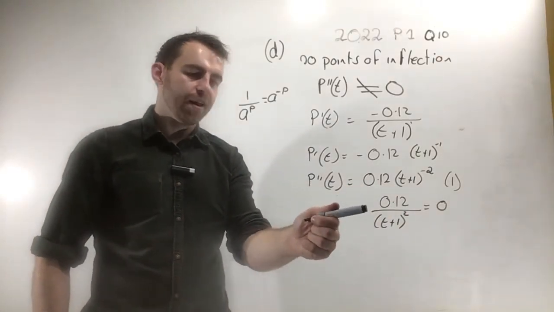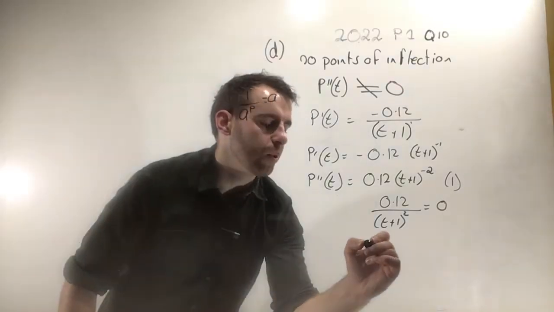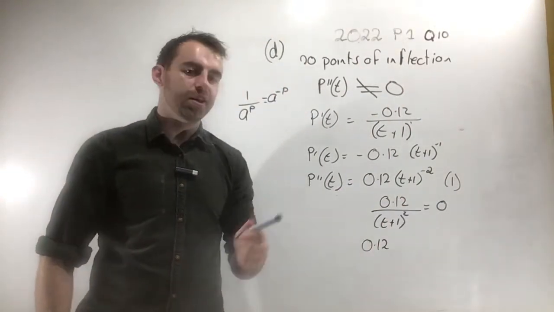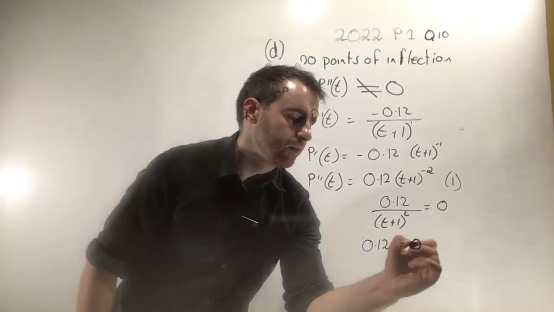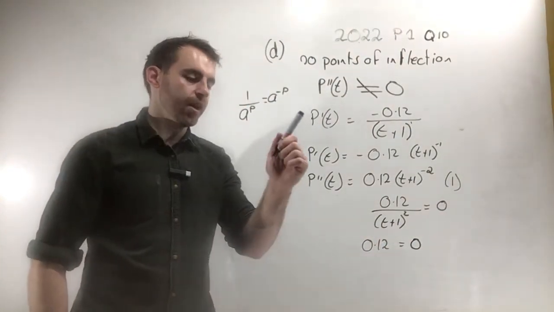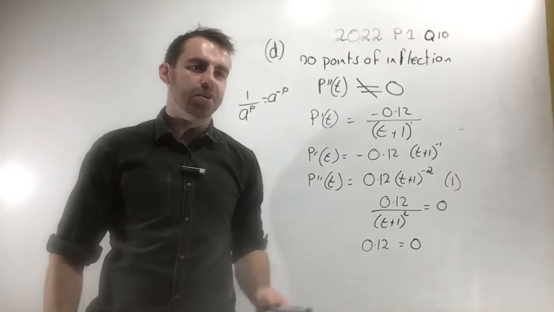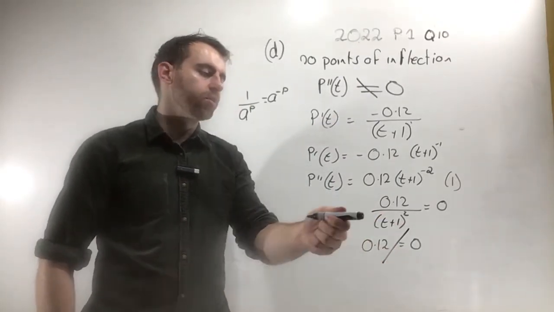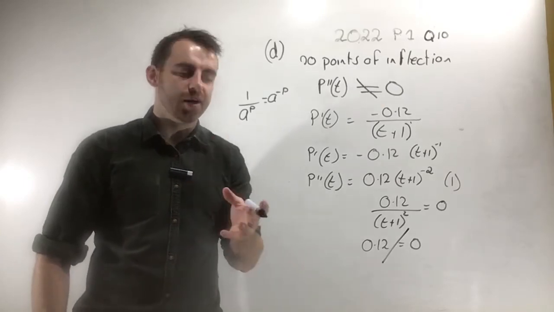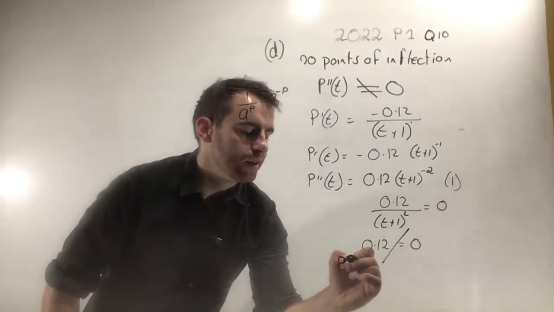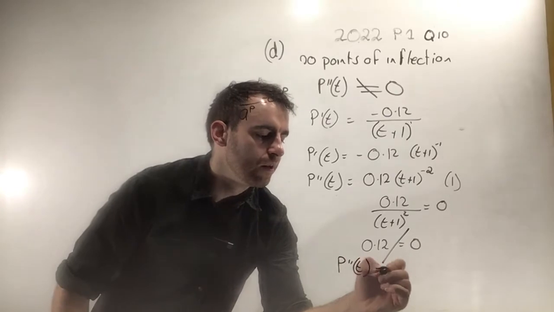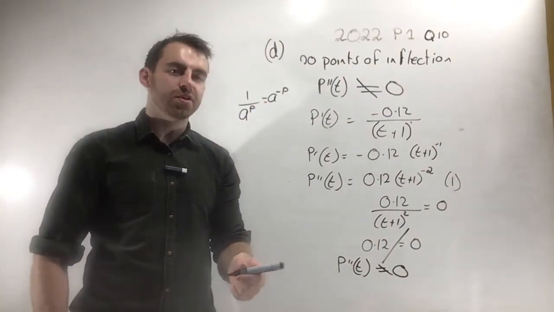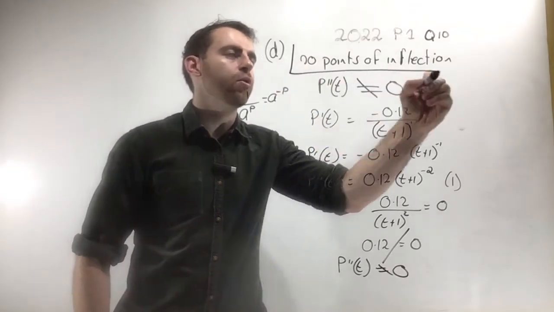If you multiply the left-hand side by t plus 1 squared, you get 0.12. If you multiply 0 by t plus 1 squared, you get 0. So if I do that, I end up with 0.12 equals 0. That doesn't make sense. Obviously 0.12 is not equal to 0, so the thing I did on the previous line is impossible. In other words, it's impossible for the second derivative to be equal to 0. If it's impossible for the second derivative to be equal to 0, I can conclude that there are no points of inflection.